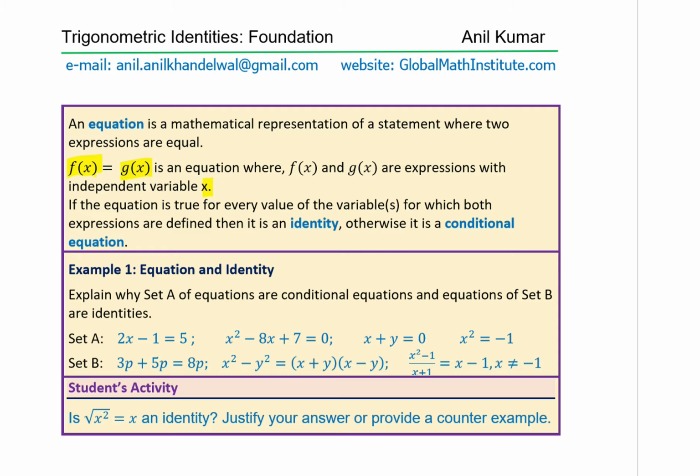When we say f of x, x is the independent variable. So, both are dependent on x, and this means we need to find those values of x for which the two expressions, one on the left side, the other on the right side, are equal. If the equation is true for every value of the variable x for which both expressions are defined, then it is an identity, right? You see the difference between the two. So, an identity is an equation, but identities are true for all the values in the domain of the function.